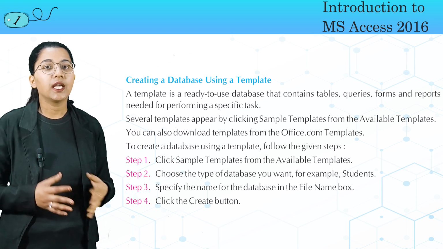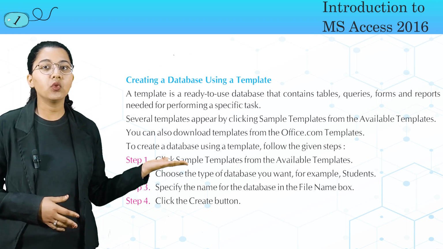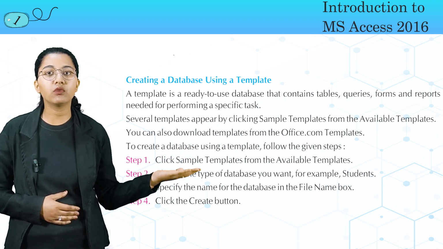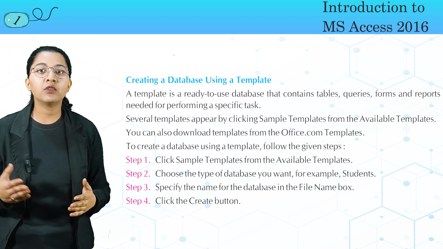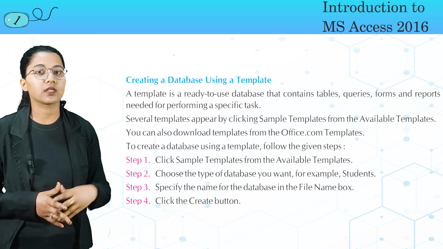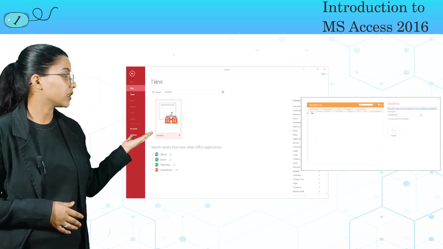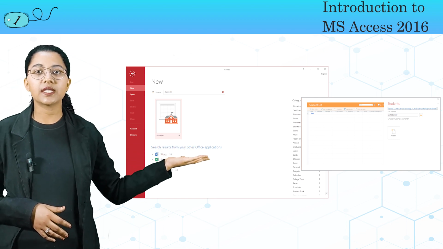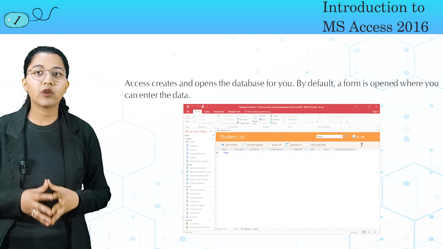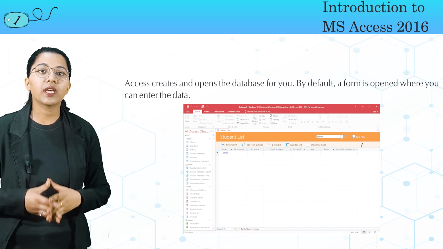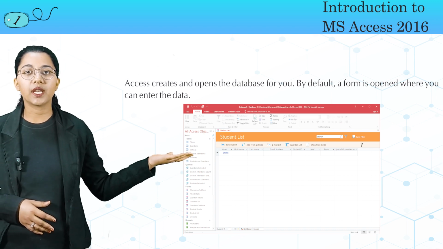So first is click Sample Templates from the available templates. Then step 2, choose the type of database you want, for example, students. Step 3, specify the name for the database in the file name box. Step 4, click the Create button. Here you can see the pictures along with the steps. Access creates and opens the database for you. By default, a form is opened where you can enter the data. This kind of interface you might see when you open the database.